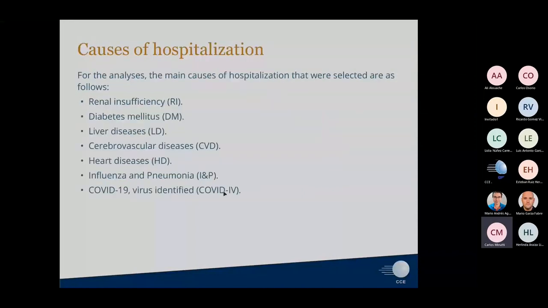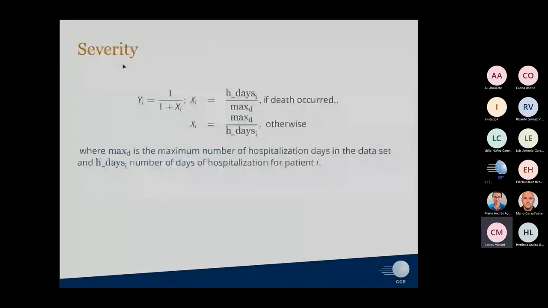So for the causes of hospitalization, these are the ones we are studying: renal insufficiency, diabetes mellitus, liver disease, cerebrovascular disease, heart disease, influenza, pneumonia, and COVID-19. This is the way we measure severity of hospitalization. This is a value between 0 and 1.